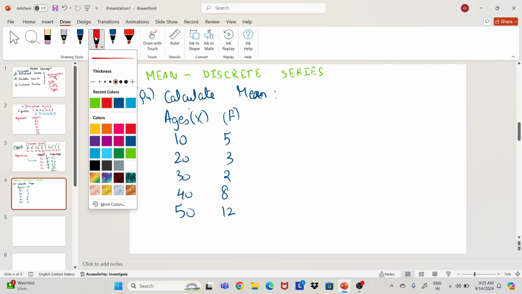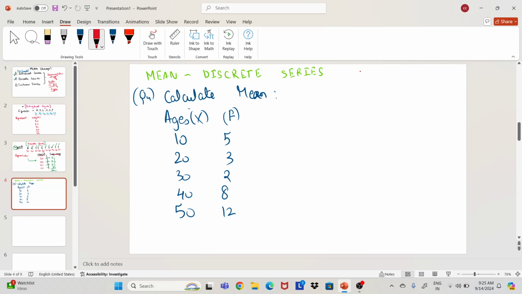So let's start with this question. For calculating mean in discrete series, we have some methods. First method is known as direct method, which we'll see in this question. I'll explain this question using direct method. So for direct method, you need to calculate what fx means. Fx means multiplication of the frequency and the x.